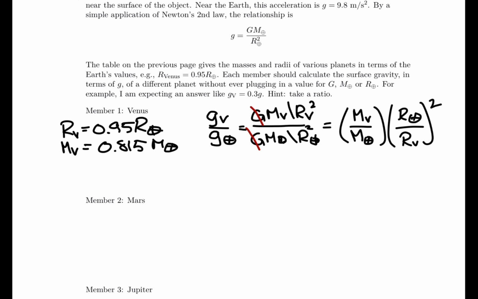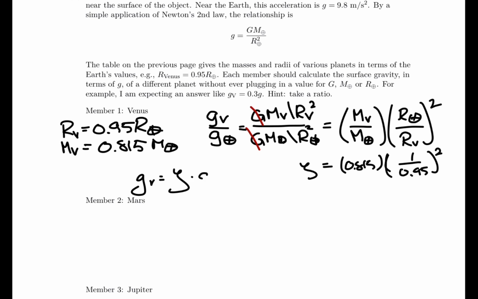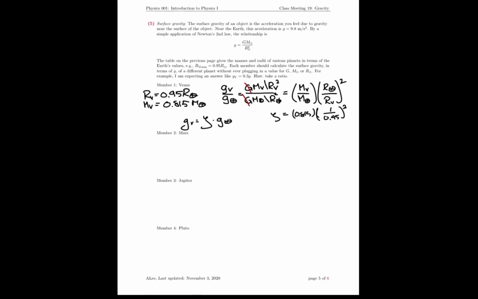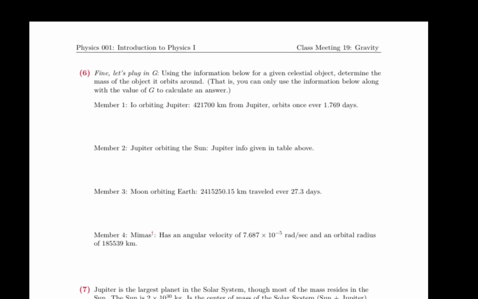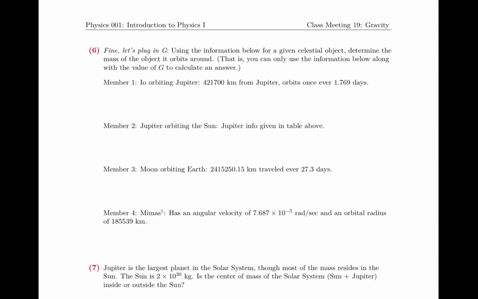And the fact is that I know what these ratios are. Looking at what's on the left, I know that this is 0.815. And I know this is 1 over 0.95. But I can't forget that squared. And so if I square that, then I will get some small number. So then that says, let's call it eta. So then it says g of Venus is whatever that number is times 9.8 meters per second squared. Fine, let's plug in G. I am not going to, but I will set this up.